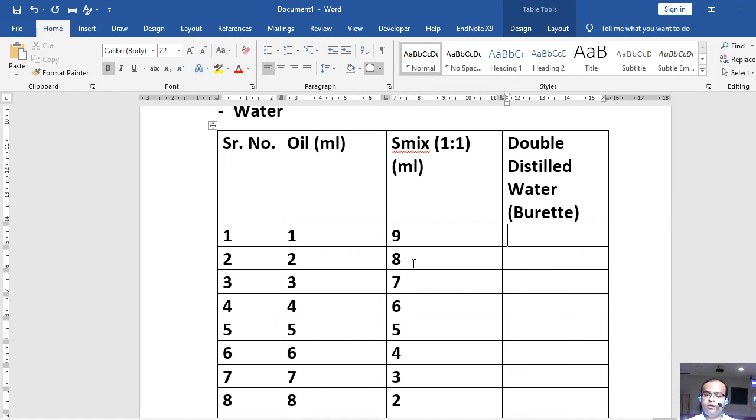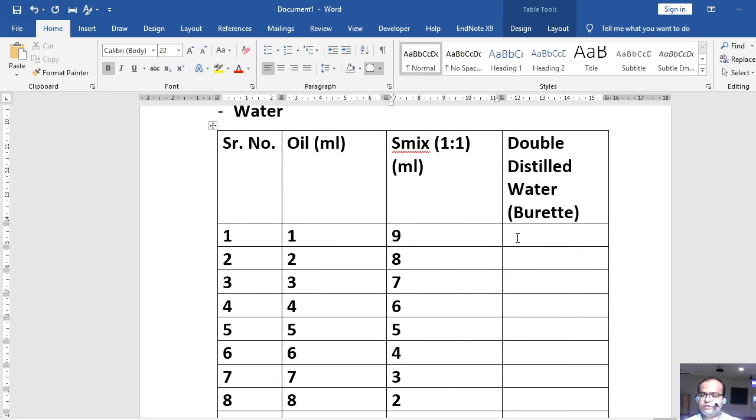If you have mixed your oil and S-mix in the beaker, you may mix it with, let's say, a magnetic stirrer, or if you have mixed them in this tube, then you may utilize a vortex mixer. Okay, so I will add water drop by drop. And what is the end point?